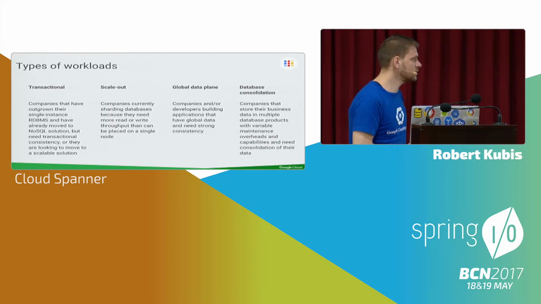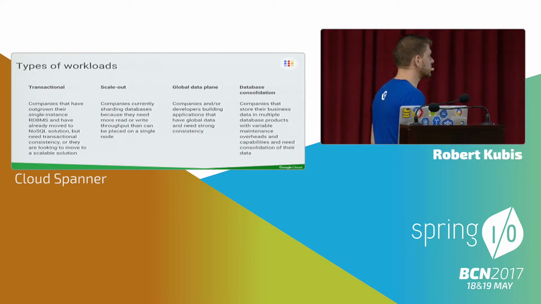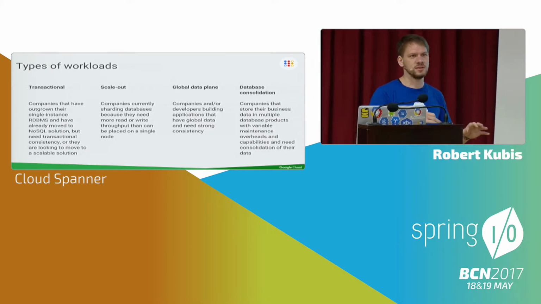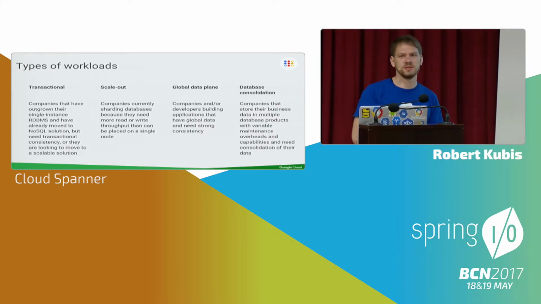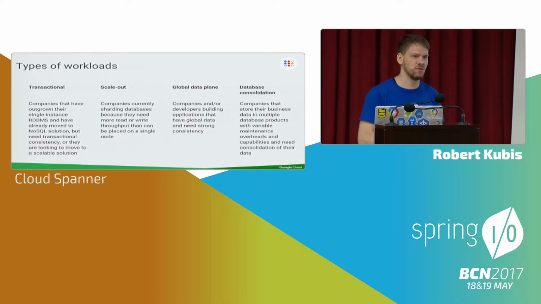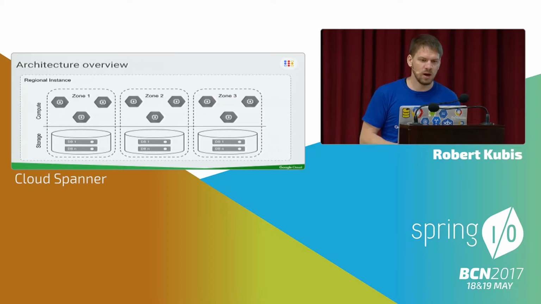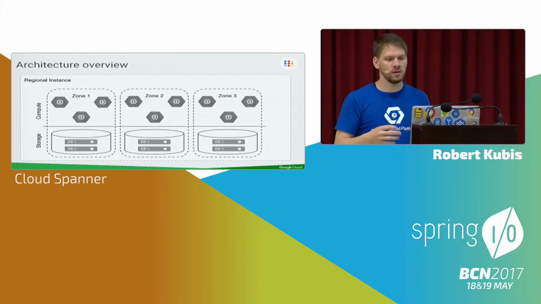What's really important here is that Spanner is strongly consistent. And the strong consistency, in terms of the level, is serializability. So it's the strongest level of consistency that you get with Spanner by default. Now, how does Spanner work under the hood?